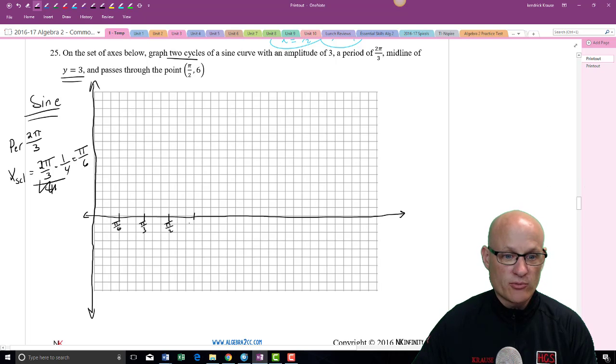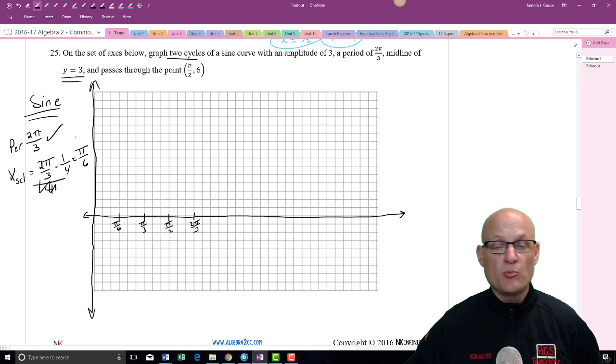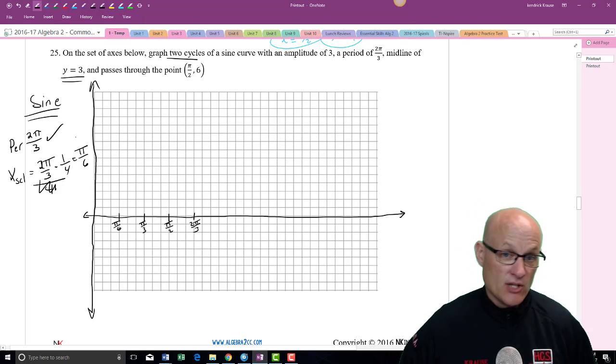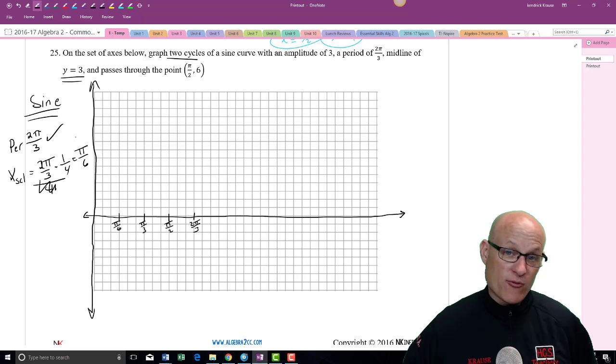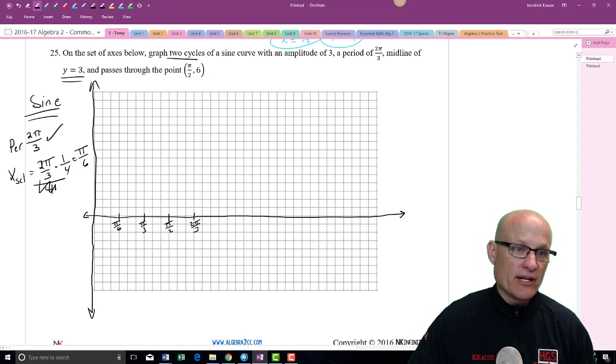4 pi over 6, which is 2 pi over 3. And notice I end up at 2 pi over 3, which is my period. So in those 4 tick marks, I should graph one full sine curve. Okay, let's get ready to rock.